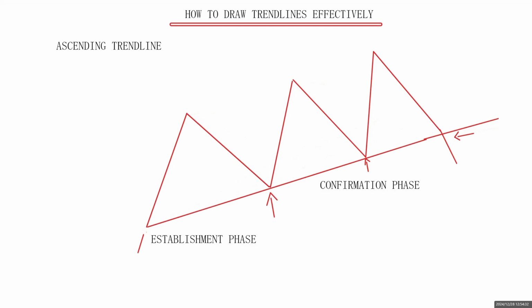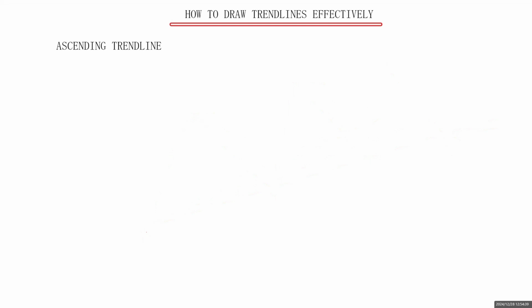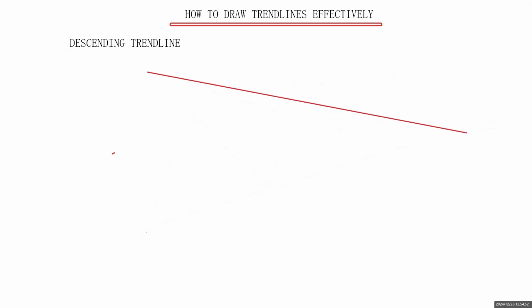Okay, so the next one we'll talk about is the descending trend line. How do you draw a descending trend line effectively? Let's go ahead and write it out: a descending trend line. Okay, so now this is a descending trend line. If we see price keep respecting a descending trend line, it means that the bearish trend is strong and is valid.